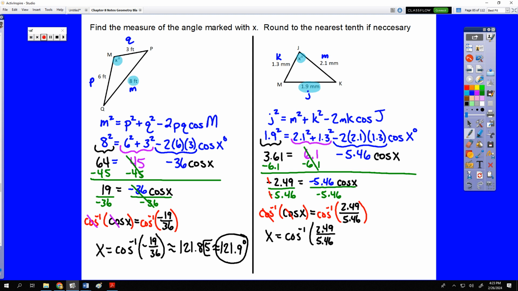Clean that up a little bit so it's nice and readable. And we feed it to our calculator. Second cosine, 2.49 divided by 5.46 is 62.86, meaning we should round that up to 62.9 degrees. Again, video lesson. If you need more time to write it down, just pause the video. We are going to continue to the next two examples.